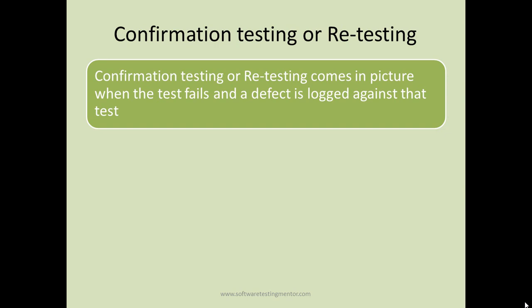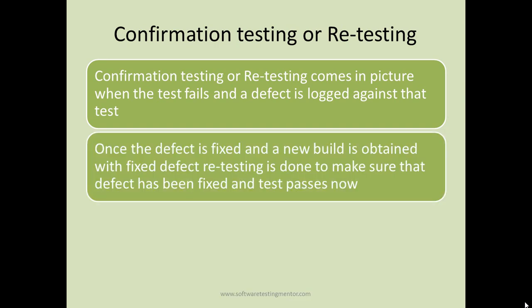So confirmation testing tests the defect fixes done in the software. Once the defect is fixed and a new build is obtained with the fixed defect, retesting is done to make sure that the defect has been fixed and the test passes now. So retesting checks whether the test that failed in the previous cycle, after being fixed and after getting a new build, now passes.